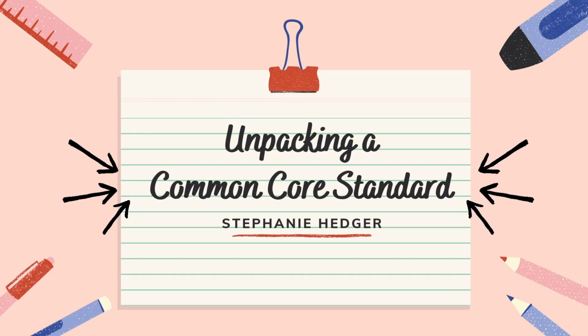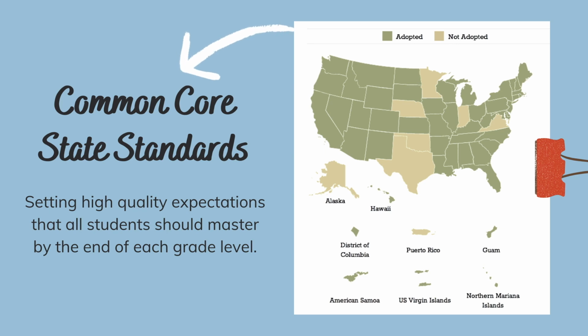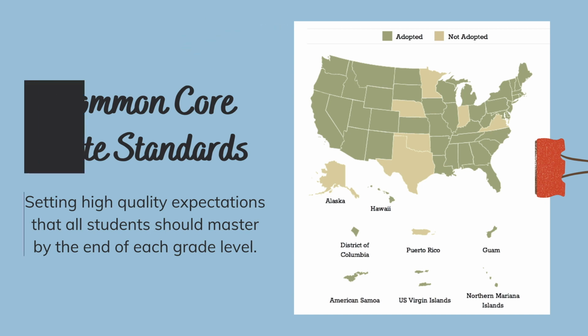Therefore, today I'm going to use the Common Core State Standards to discuss a process used by educators to translate standards into lessons. In the United States, 41 states and all but one of their territories have adopted the Common Core State Standards. Many international schools also use these same standards in a bid to create consistent educational standards to set high-quality expectations that all students should master by the end of each grade level.